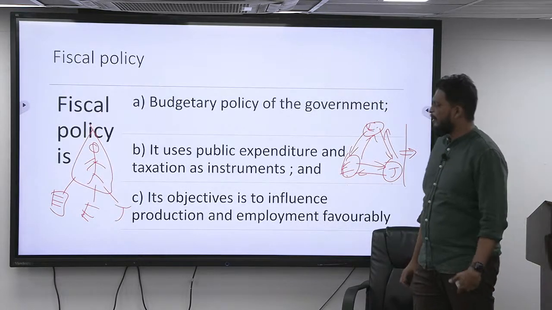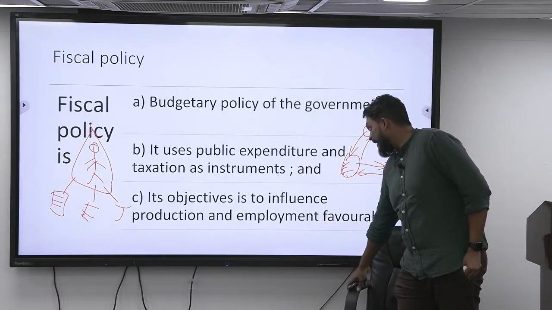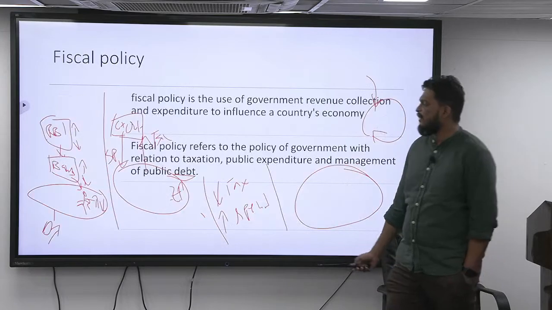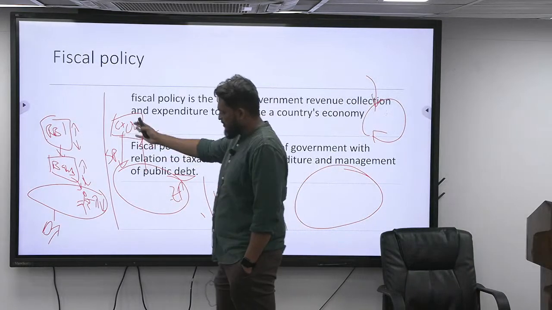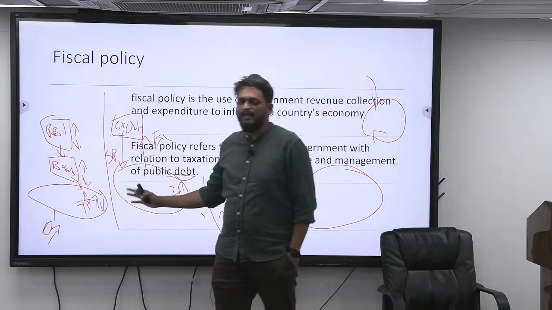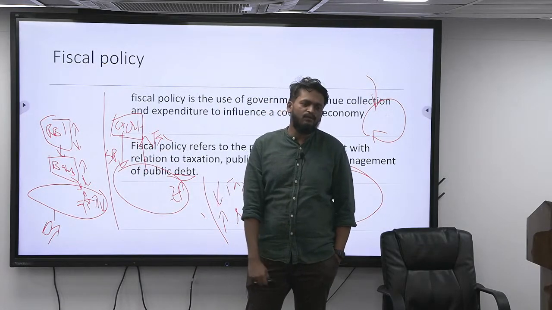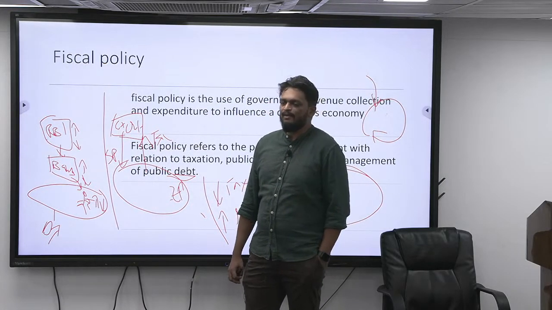Now coming to the second point, it uses public expenditure and taxation as instruments. This we already saw. That means government uses two instruments. It will spend money, that is public expenditure, meaning in the budget it will try to spend money on various things. Can you give an example of what it will spend money on?